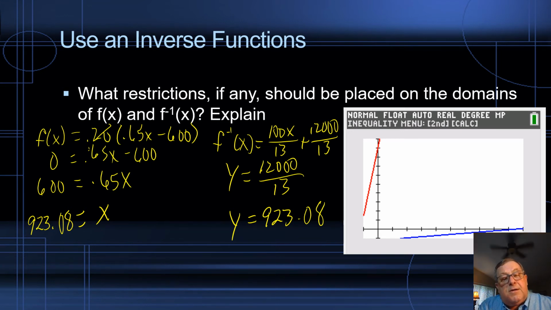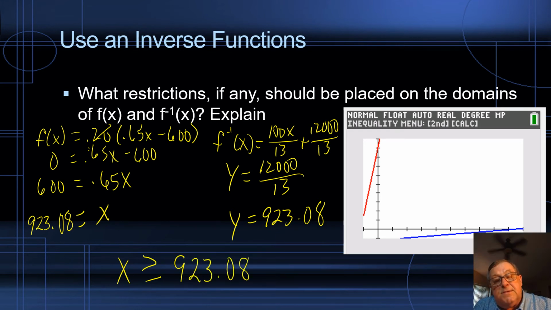So I think we can conclude here that our domain has to be, because we're not going to have negative income, negative savings, any of those things, that it's got to be where x is greater than or equal to $923.08.